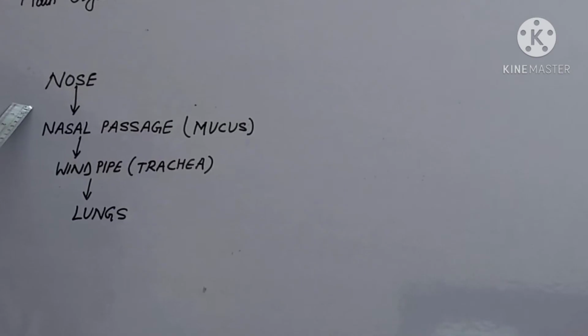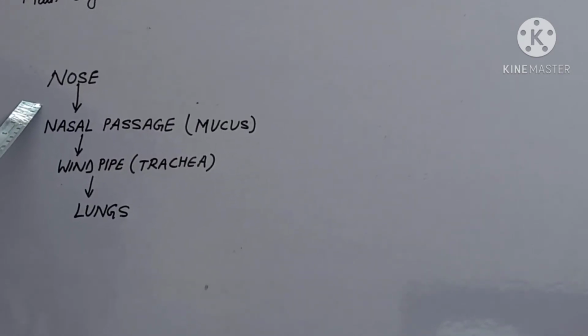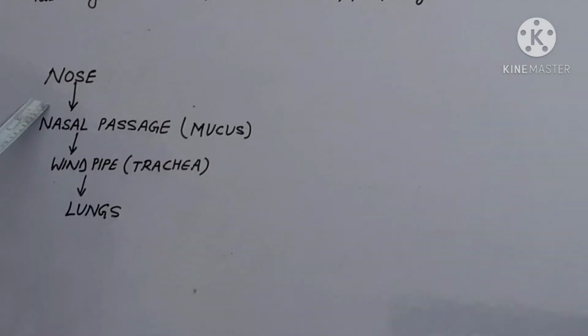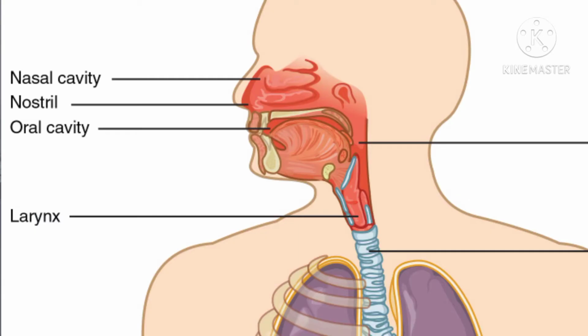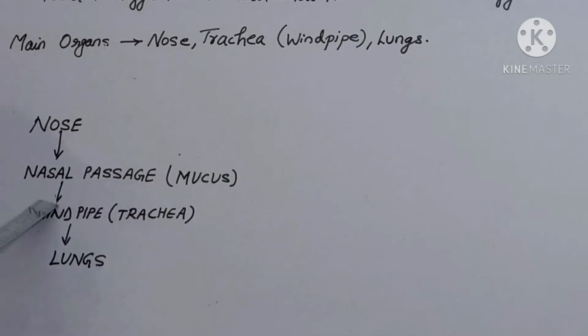Our nose has two holes in it, which are called nostrils. There is a passage in the nose behind the nostrils, which is called nasal passage or nasal cavity. The air for respiration is drawn into our body through the nostrils present in the nose. This air then goes into the nasal passage.